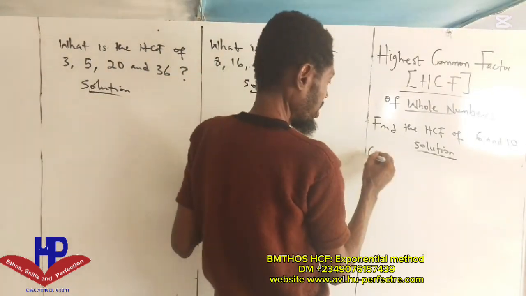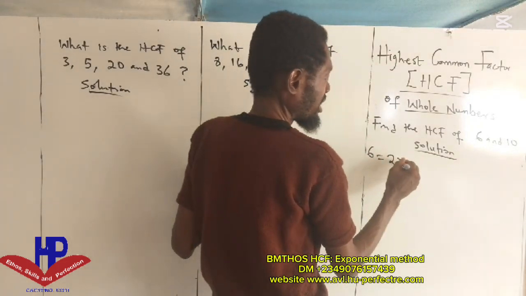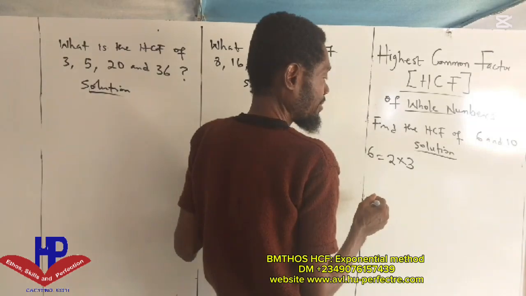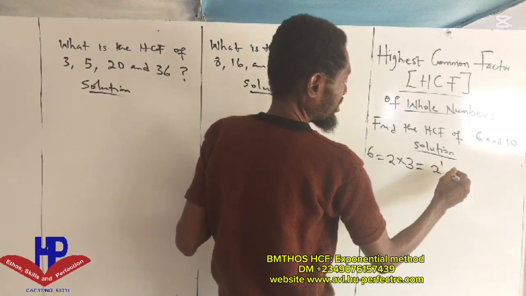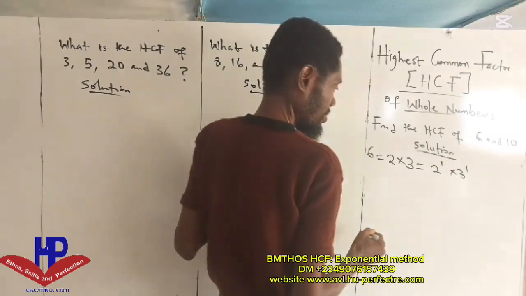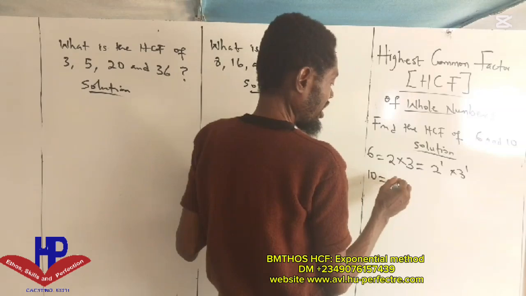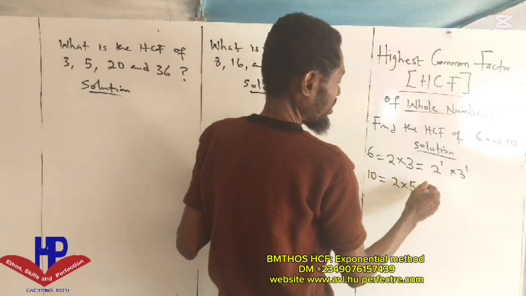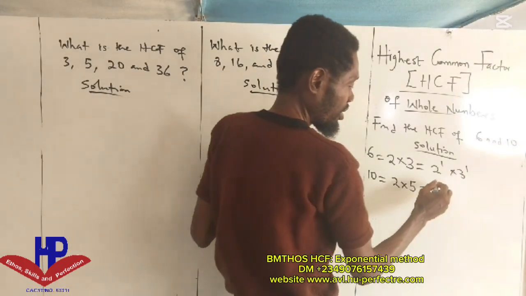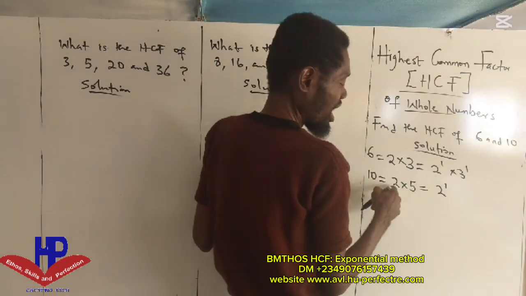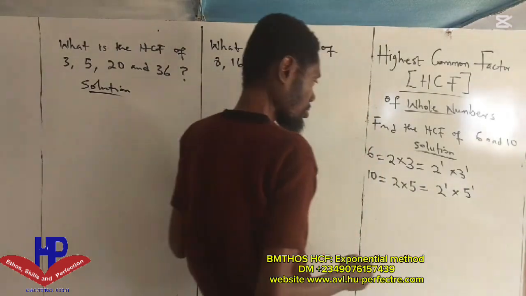Solution. 6 is expressed in prime factor form as 2 times 3. And the exponential form of 2 and 3 will be 2 raised to the power 1 times 3 raised to the power 1. That is the exponential form. 10 is expressed as 2 times 5 in prime factor form. And in exponential form, it will be 2 raised to the power 1, we only have one 2 here, times 5 raised to the power 1.